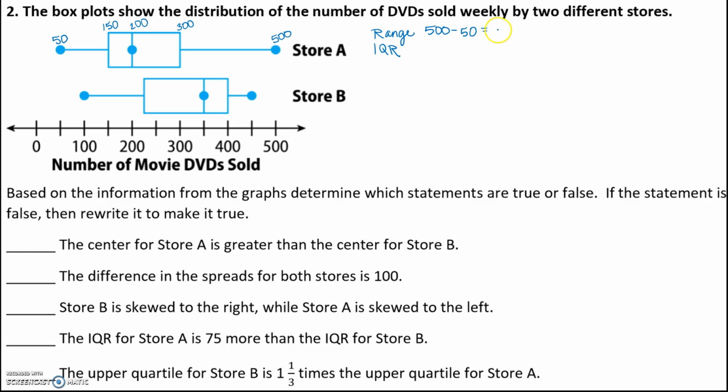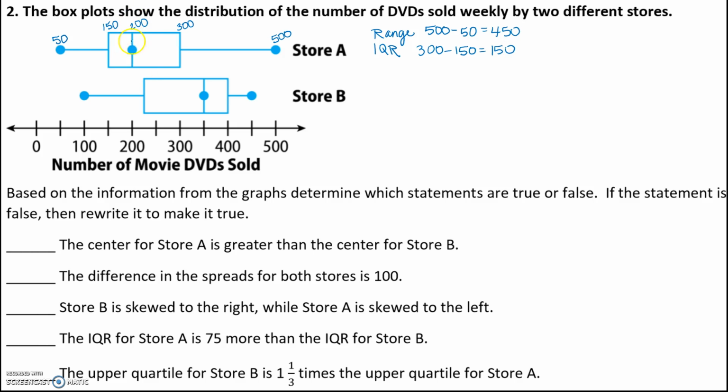Okay, so 500 minus 50 is 450. And then the interquartile range, we're going to do the same thing, but we're talking about our box, right? Quartile 3 minus quartile 1. So 300 minus 150 is 150. So that's what we need to be analyzing.